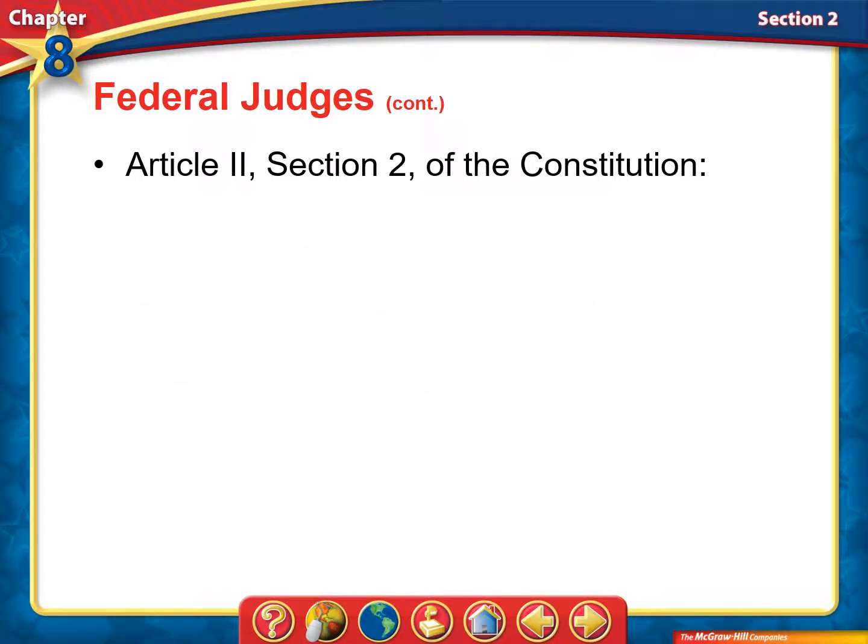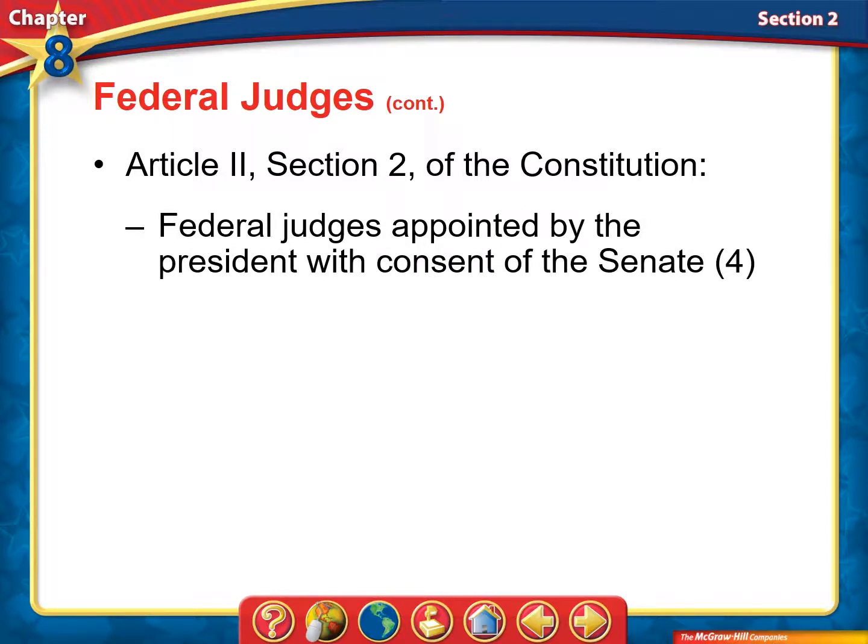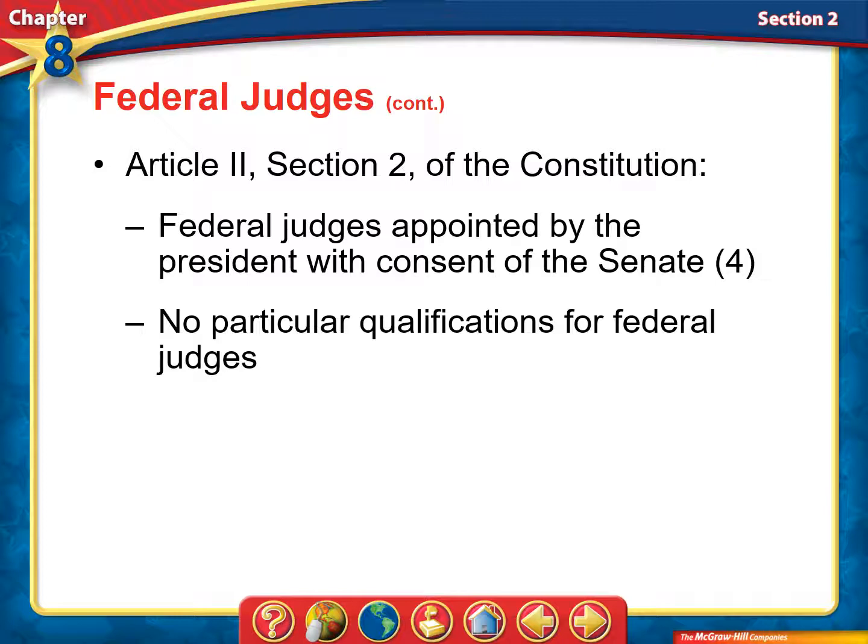So, their job is detailed in Article 2, Section 2 of the Constitution, where it states that federal judges are appointed by the president, and the Senate confirms them. There are no particular qualifications for federal judges. But if you're watching any of the confirmation hearings from the U.S. Senate, they are absolutely trying to ascertain this person's qualifications. The president doesn't just have the right to pick anybody, because the Constitution mandates that he have oversight.